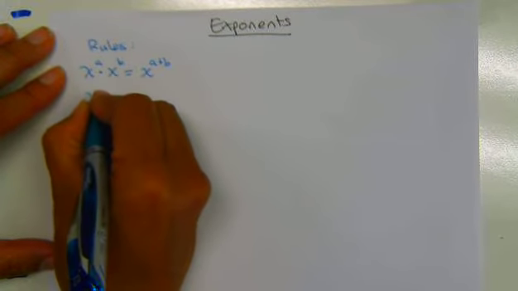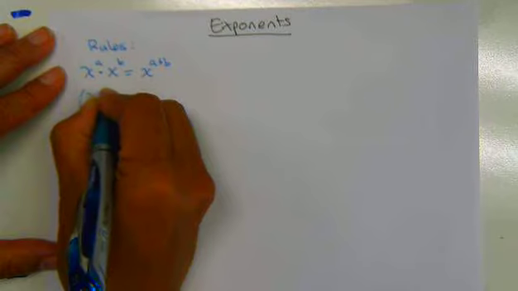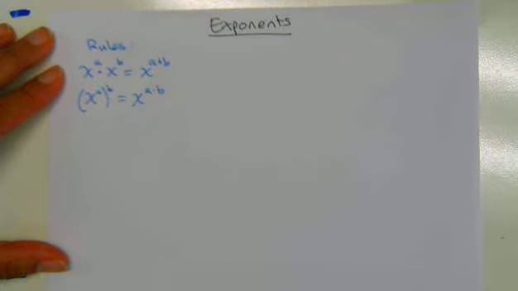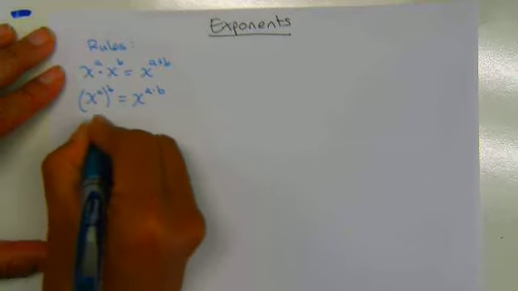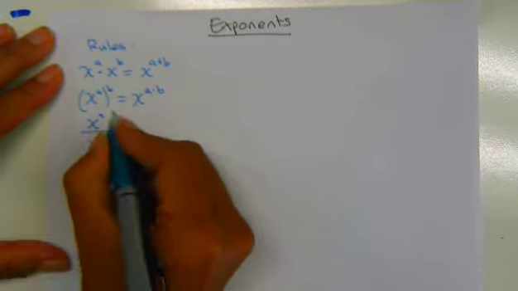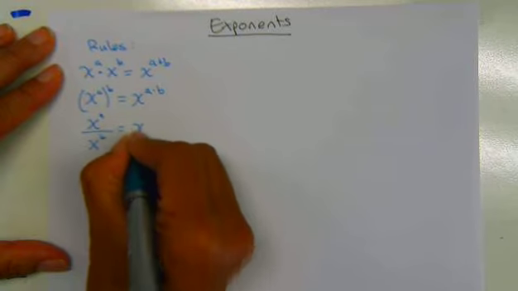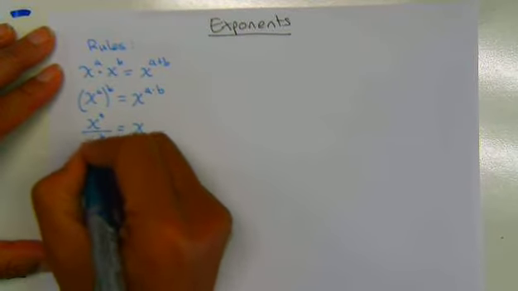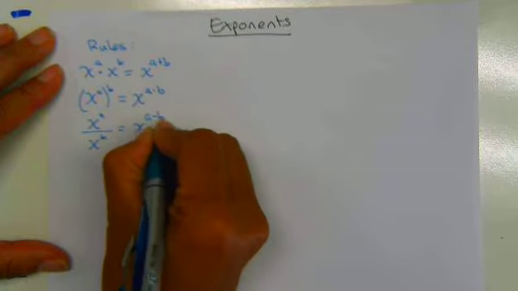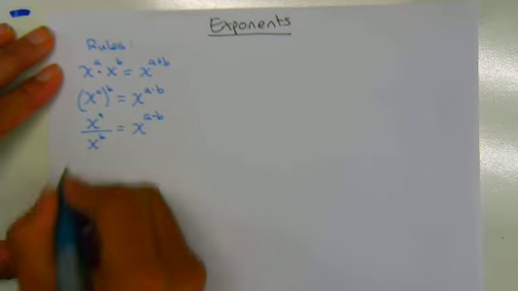If I have a power raised to another power, then I'm going to multiply the exponents. If I'm dividing two variables, they have to be the same variable, then we have x, or the same base, x. We're just going to subtract the powers.